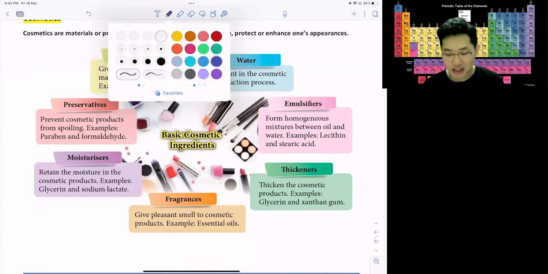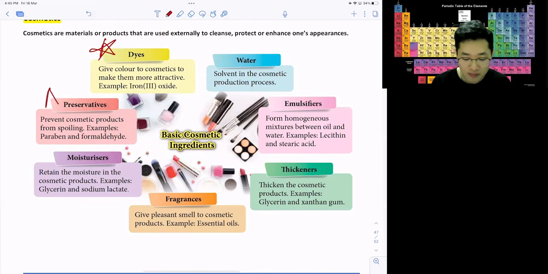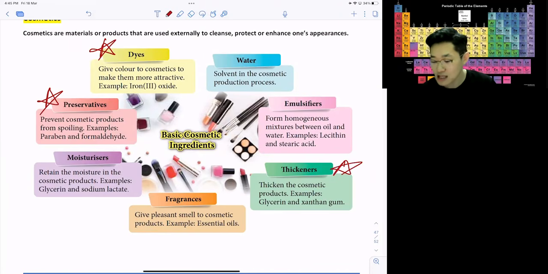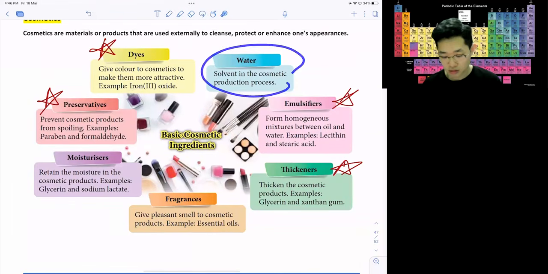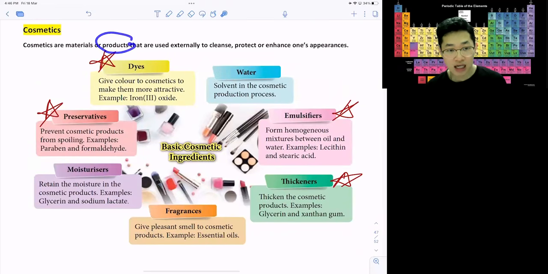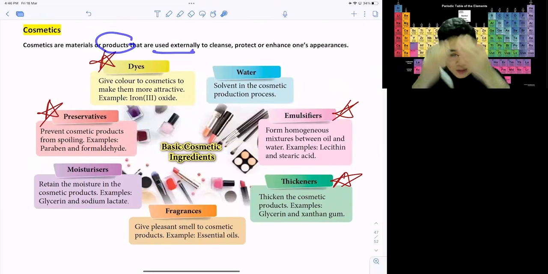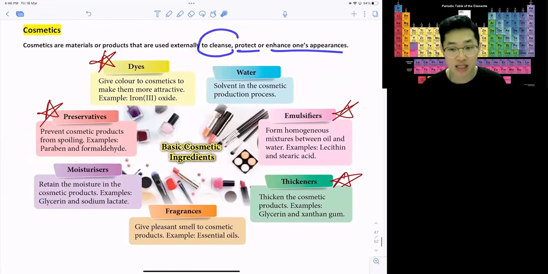What are the basic ingredients used in cosmetic products? As I told you, they are very similar to food additives. If you can't remember, never mind, go for dyes, same as food preservative. Food additives: preservatives, thickener, emulsifier, got 4 already. Water, fragrance, moisturizer. If you cannot remember that, it's okay. So cosmetic is a product used externally with the purpose to cleanse, protect, and enhance one's appearance.